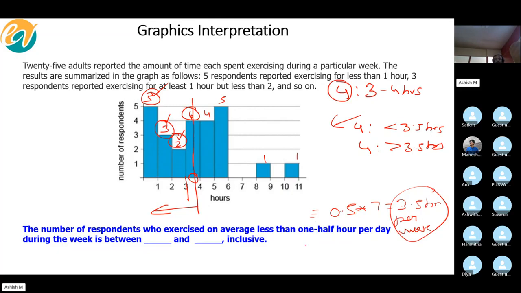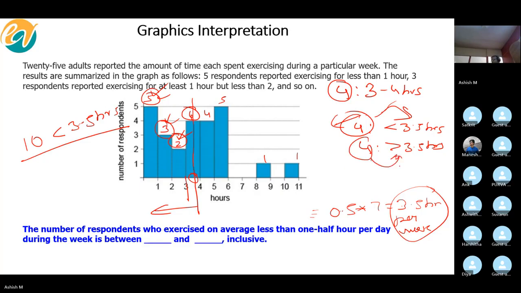So it's saying less than 3.5. Notice 5 plus 3 plus 2 means 10 of them definitely exercise less than 3.5 hours. These 10 definitely exercise less than 3.5. After that, there could be four more who could have exercised less than 3.5, right? Or these four could have exercised more than 3.5, right? So if this is the case, then it is 10.